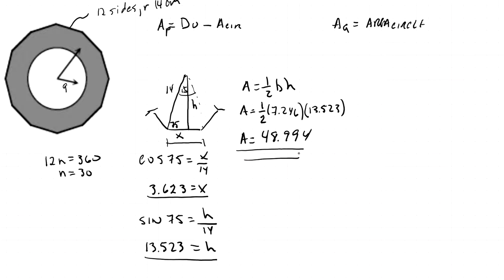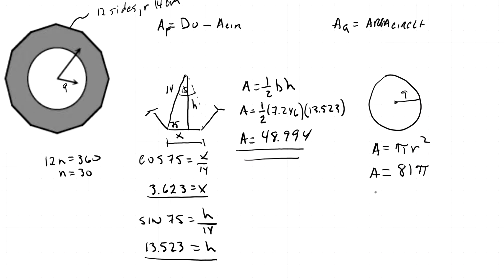And the area of the circle is going to be, we know we have a circle with a radius of 9, area equals pi r squared. So the radius is 9, so that's going to be 81 pi.